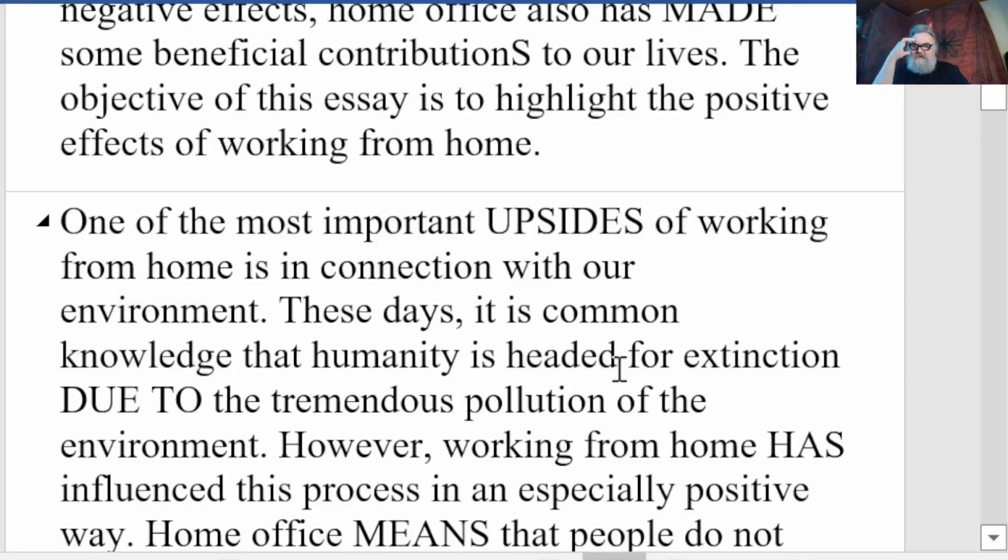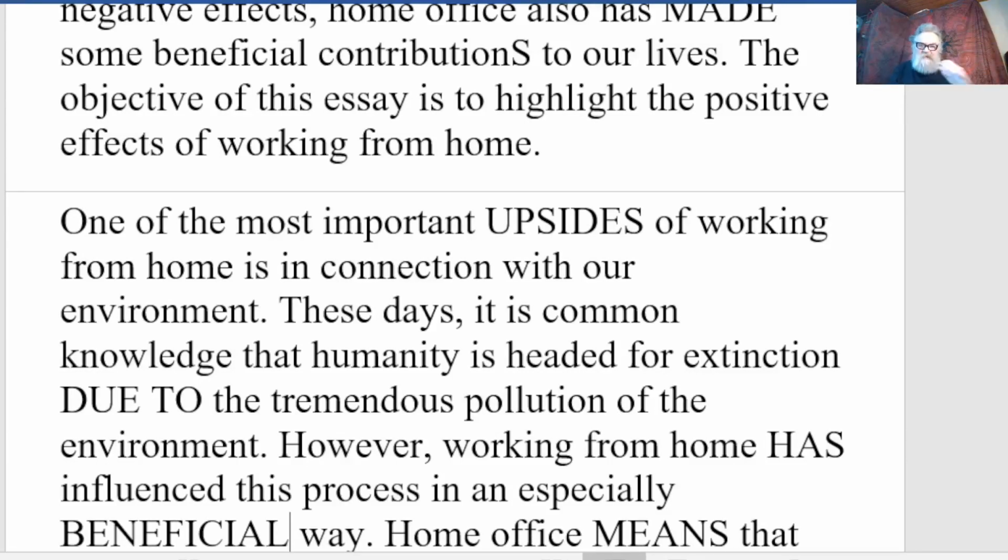Most of my corrections are giving you ideas to change things. Try not to repeat things. Try to use different ways of doing things. I think there are probably too many positives. So, in an especially beneficial way. Yeah, it's just getting rid of another positive.